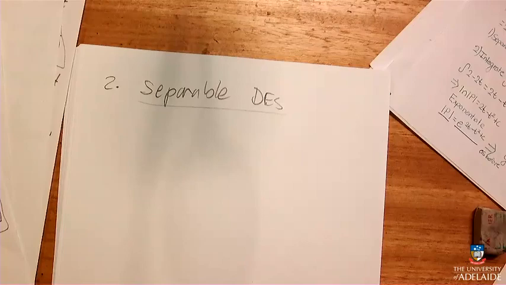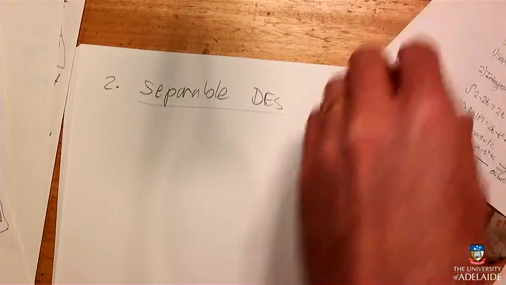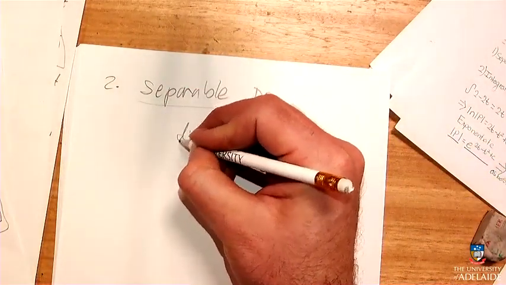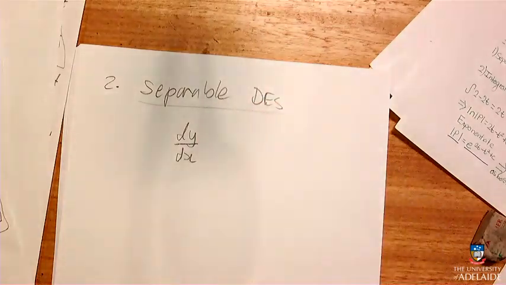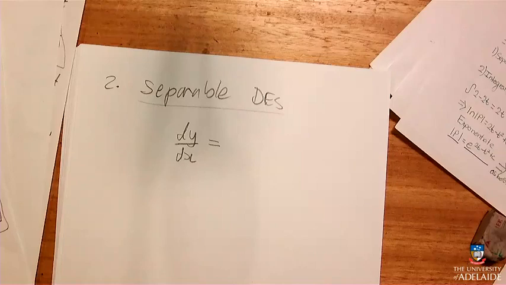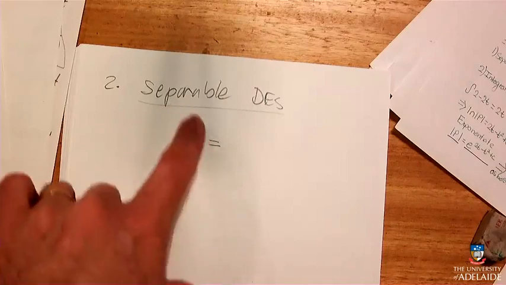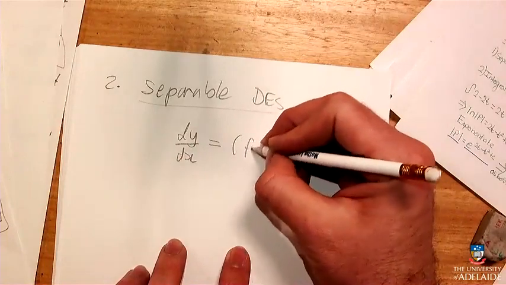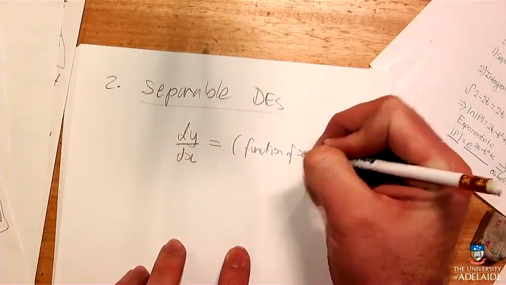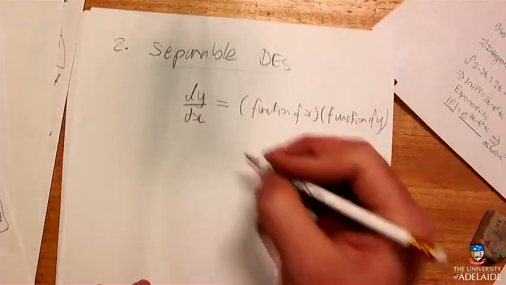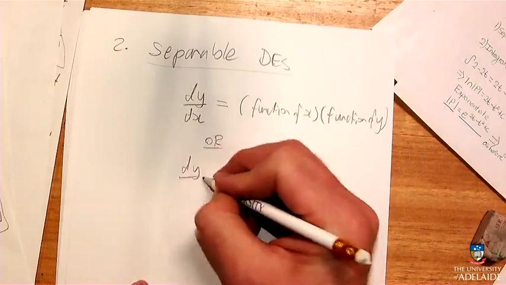So the traditional description of it is this. A separable DE means that you can arrange it. You can arrange it to look like dy on dx or dp on dt or dA on dq or whatever. You can arrange it to look like the derivative of things is function of x times function of y. Or it doesn't really matter.